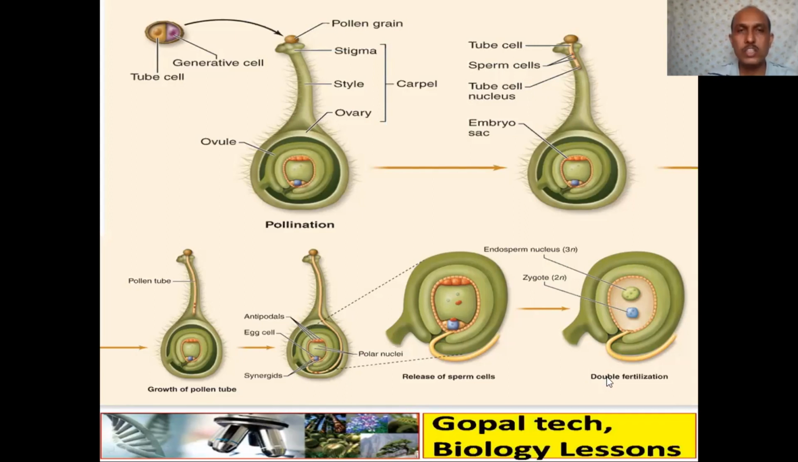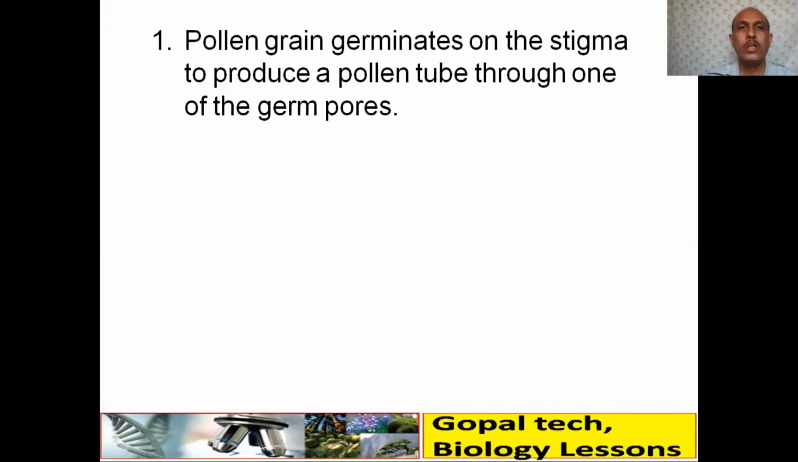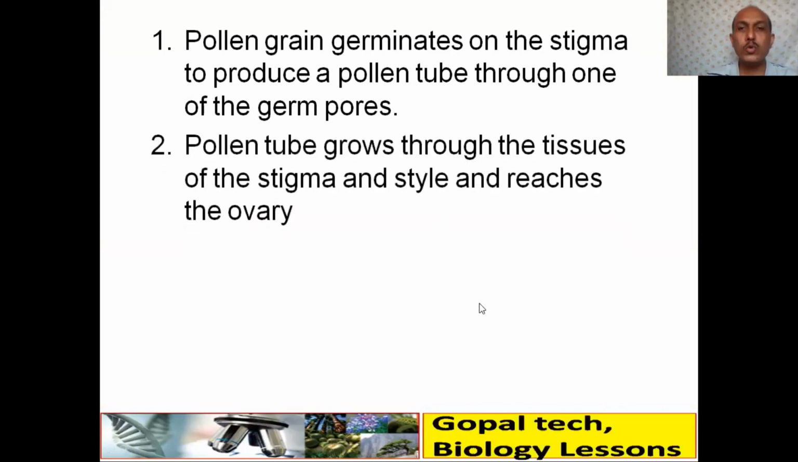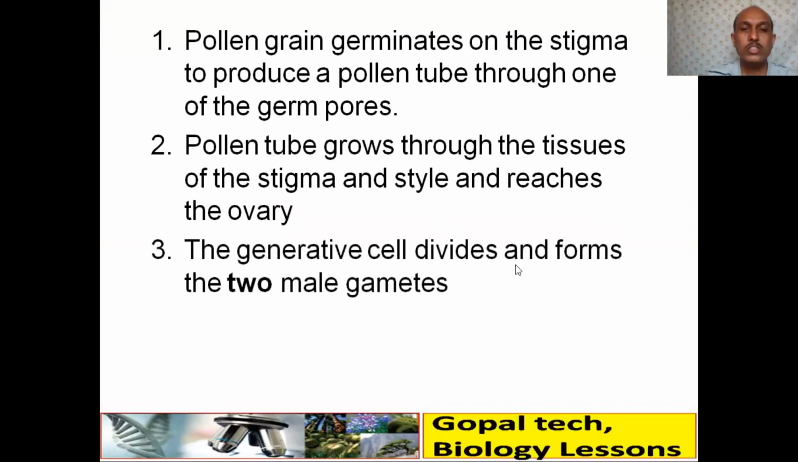Now how will it take place? Now the pollen grain germinates on the stigma to produce a pollen tube through one of the germ pores. Are there two germ pores? So the pollen tube grows through the tissues of the stigma and style and reaches the ovary. So the generative cell divides and forms two male gametes.